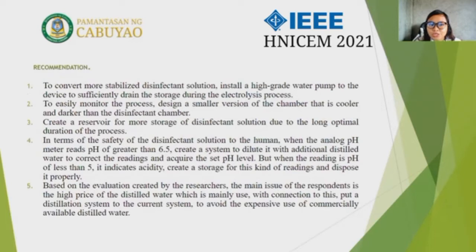For the recommendations, we recommend to install a high-grade water pump, design a smaller version of the chamber, create more reservoirs for more storage of disinfectant solution, and create a system to dilute the solution when the value is greater than 6.5 and store it when it is less than 5. And based on the evaluation, create a distillation system for the current system to avoid the use of commercially available distilled water. And now let's watch the actual demonstration of the design project.